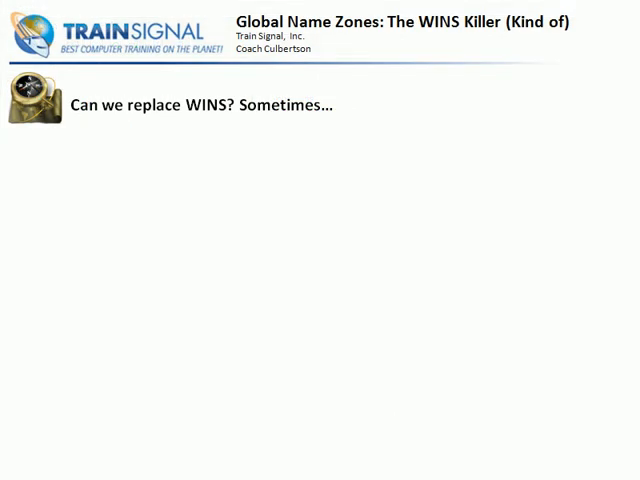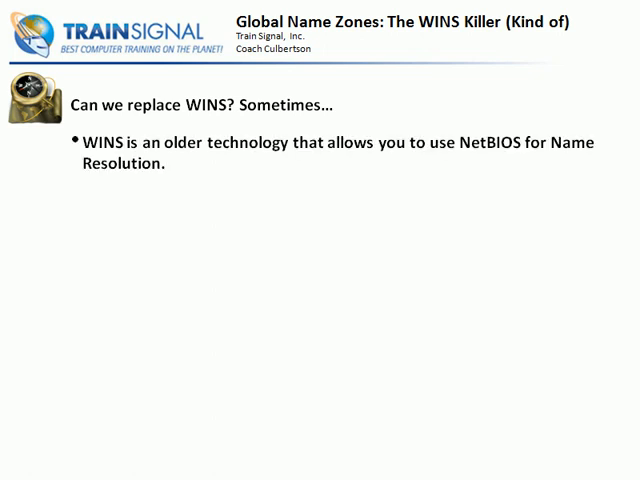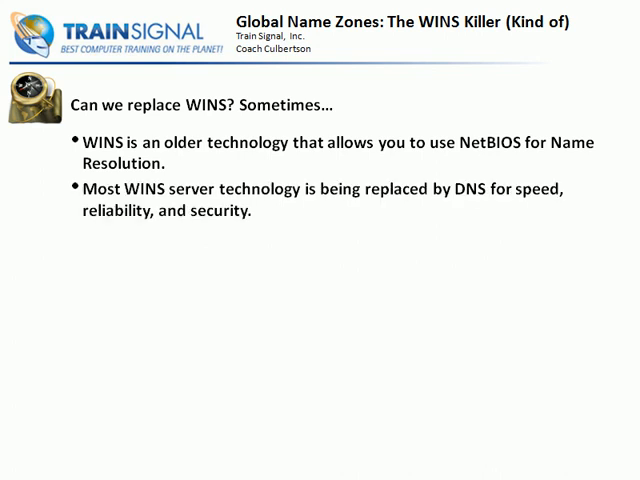All right, global name zones. In the old days, we used to have a name resolution technology called WINS. It's an older technology that allows us to use short names in order to resolve IP addresses, to look up IP addresses. Now, most WINS server technology is being replaced by DNS, primarily for reasons of speed, reliability, and security. All right, because WINS was not that secure, to say the least.